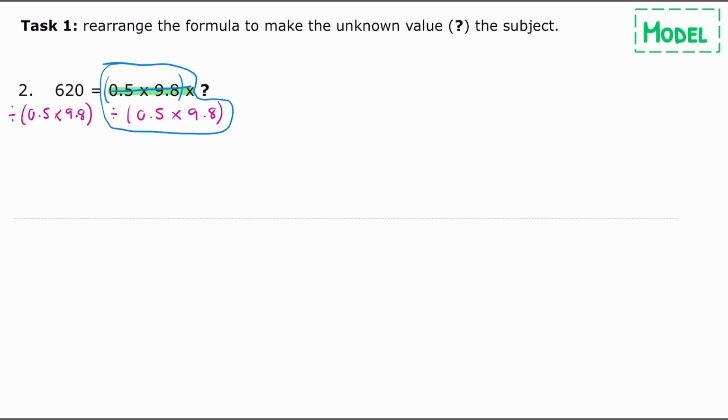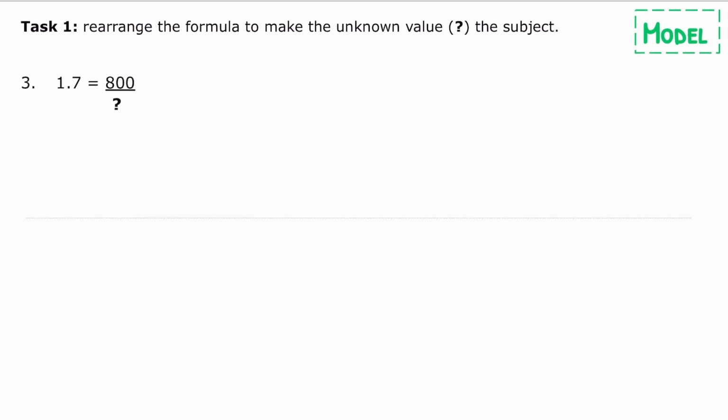When we rearrange and cancel out, we end up with 620 divided by bracket 0.5 times by 9.8 close brackets equals question mark. Both methods lead to the same answer. Just pick the one that works best for you.